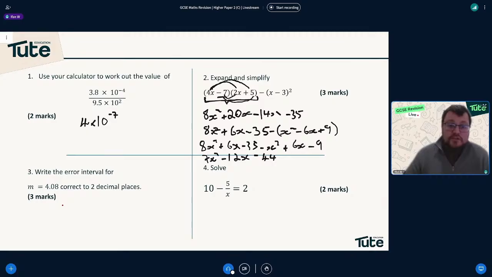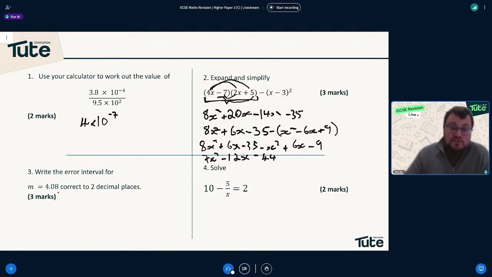Question 3, 3 marks. Sometimes this is 2 marks. They vary from year to year, to be honest with you. So the marks may be 3, maybe 2. But this one is a very simple one, right?